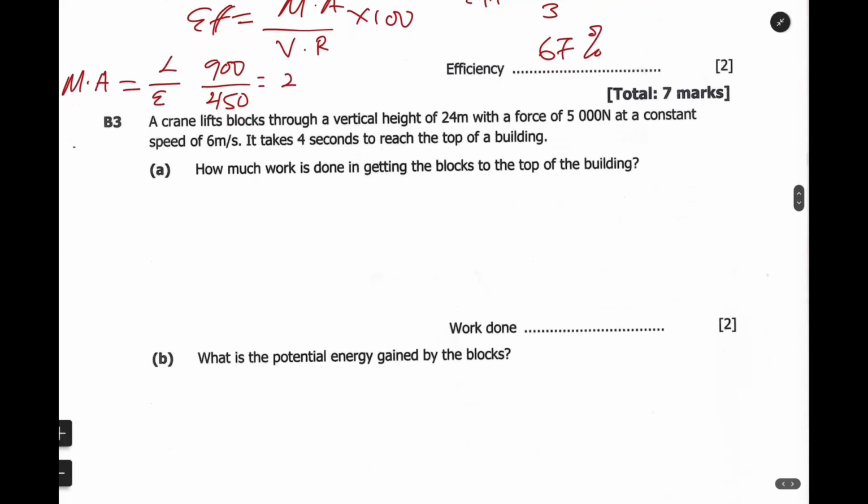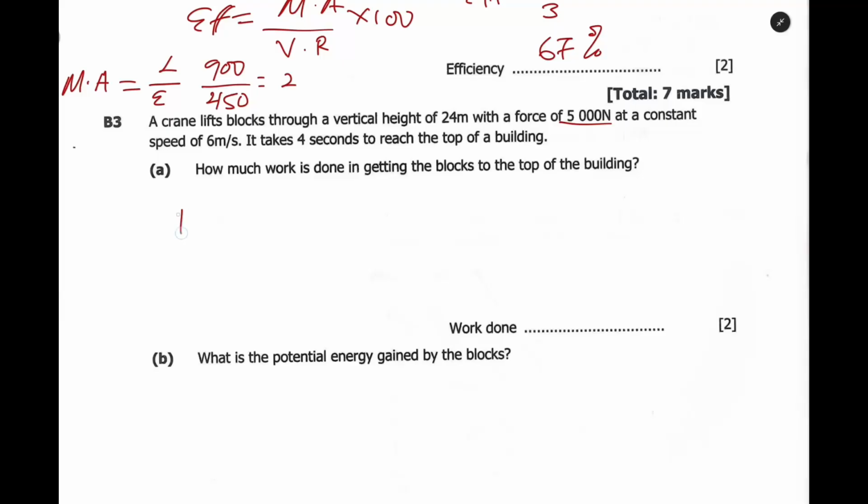A crane lifts a block through a vertical height of 24 meter with a force of 5,000 Newton at a constant speed of 6 meter per second. It takes 4 seconds to reach the top of the building. How much work is done in getting the block to the top of the building?